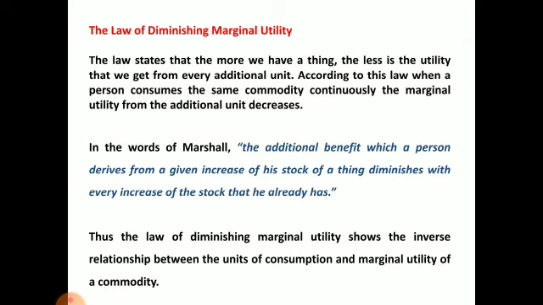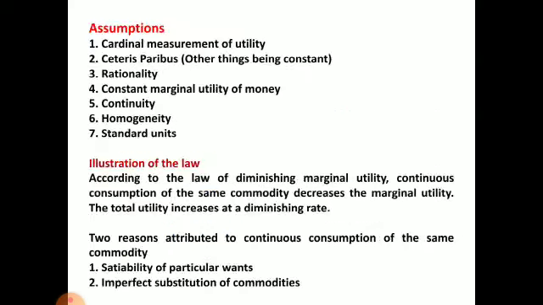This law, namely the law of diminishing marginal utility, is based on certain assumptions. Now, what are these assumptions? The first assumption is that the law is based on cardinal measurement of utility. This is the basic assumption of Marshall's theory of consumer behavior. The law of diminishing marginal utility assumes that the consumer is capable of expressing the utility numerically.